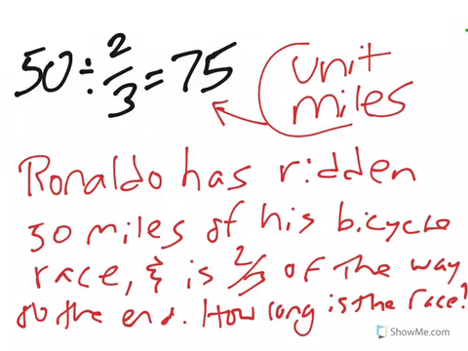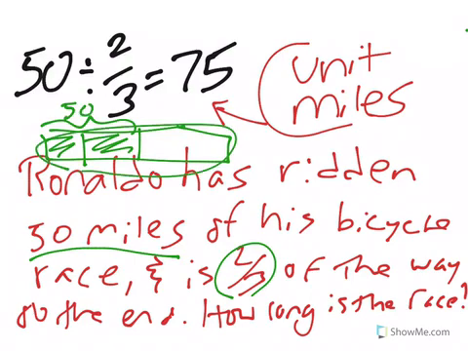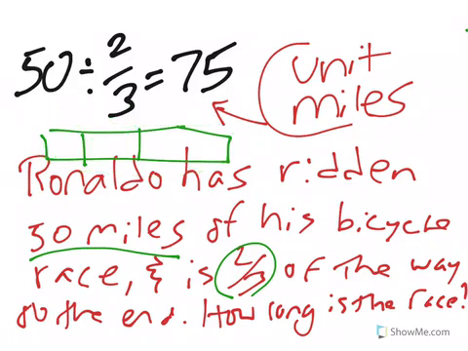Okay, this is what they came up with. Ronaldo has ridden 50 miles of his bicycle race and is 2/3 of the way to the end. How long is the race? So again, if you're doing that in a visual way, you're thinking, okay, well, this tape diagram can be his race. He's 2/3 of the way there. That equals 50 miles. How far is the whole thing, right? And we would do the same math that we looked at on the previous page, and we'd come up with 75. So the total number of miles would be 75.